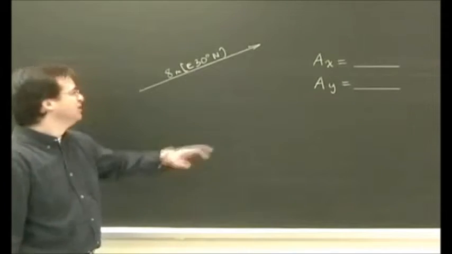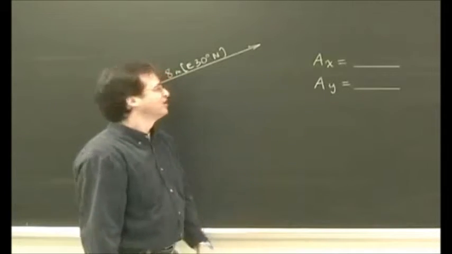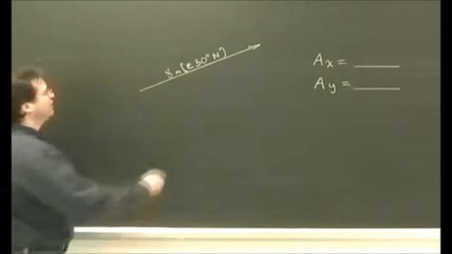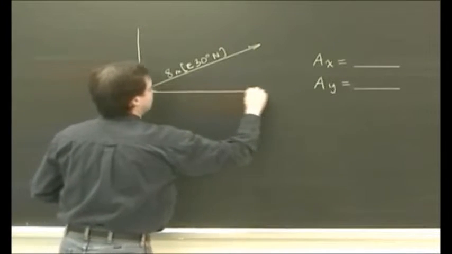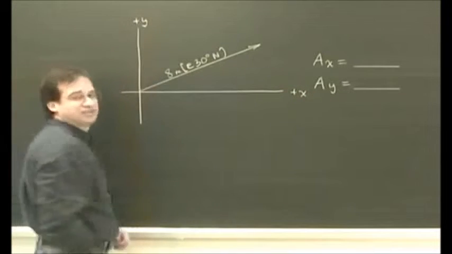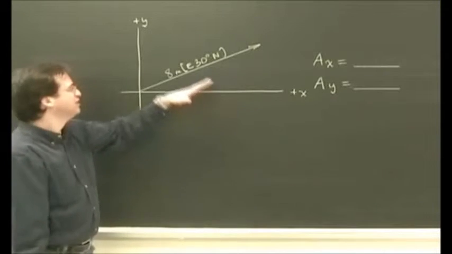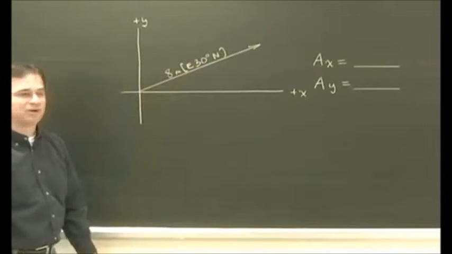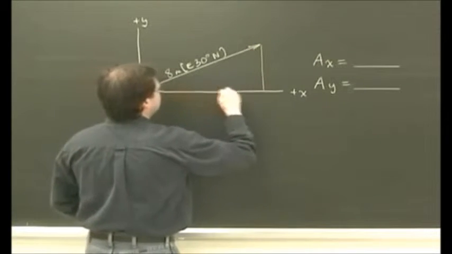Okay, what we want to do is take this vector and break it into its x and y components. The way we do that, we have the vector here, and we put our x and y axis at the beginning of the vector, like that. This is the positive x-axis, this is the positive y-axis. Then we want to create a triangle with this, where the vector is the hypotenuse. So I'm going to make a right angle triangle, and I've got my two sides like this.